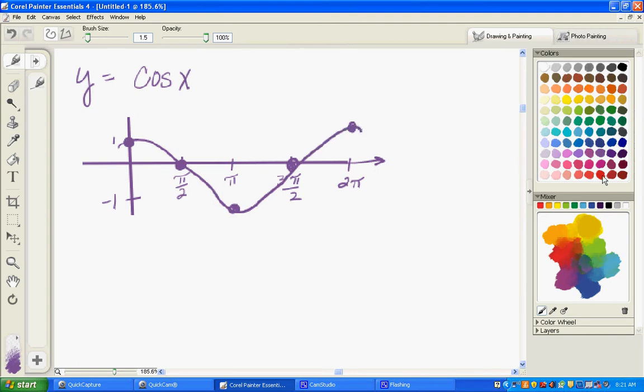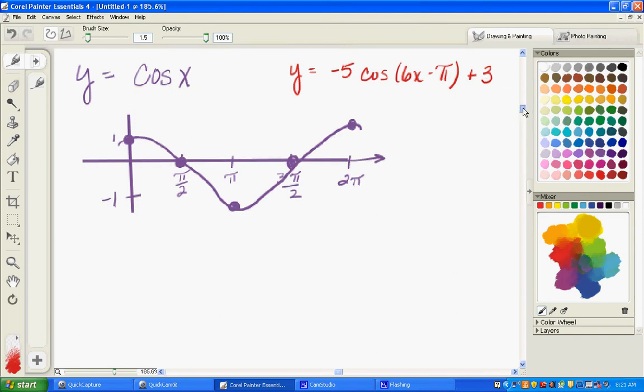Our goal is going to be to get to this function right here: y equals -5 times the cosine of 6x minus pi. And then I'm going to add a plus 3 out here. Now, for those of you who are looking at your review sheet for the 6-4-6-5 test, this is almost the first one on the last page, except that that one doesn't have a vertical shift. So we're going to add that just for the purposes of this video.